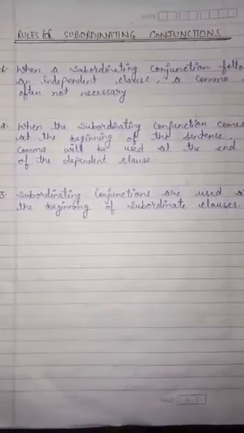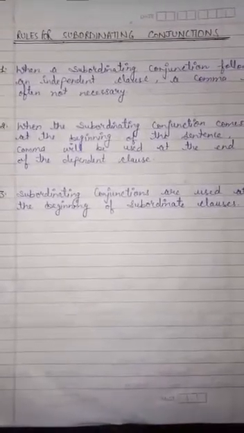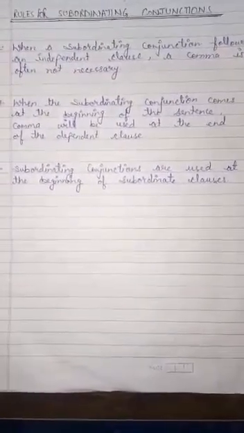Children, here are some rules for subordinating conjunctions. The first one is, when a subordinating conjunction follows an independent clause, a comma is often not necessary. Secondly, when the subordinating conjunction comes at the beginning of the sentence, a comma will be used at the end of the dependent clause. Third, subordinating conjunctions are used at the beginning of a subordinate clause.